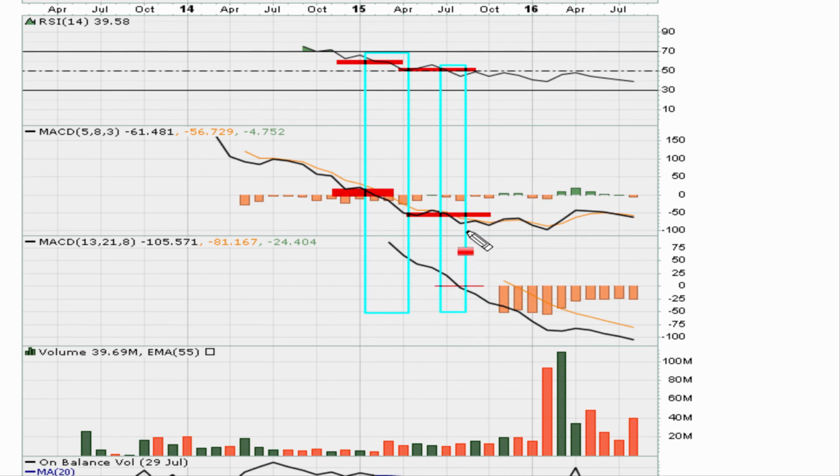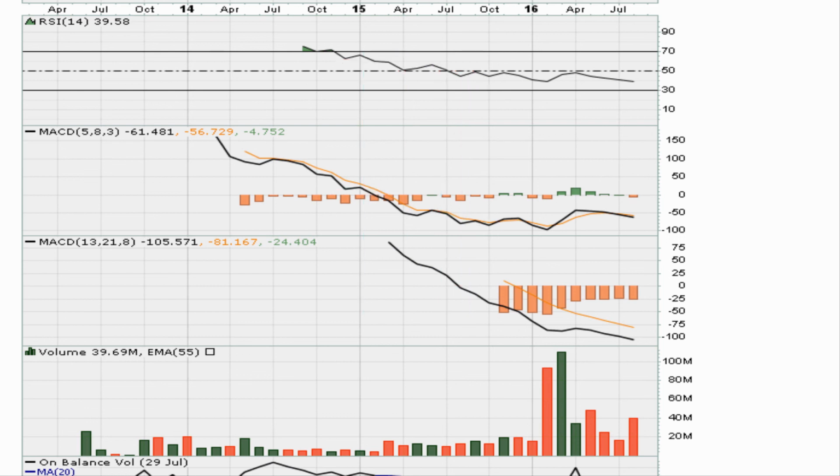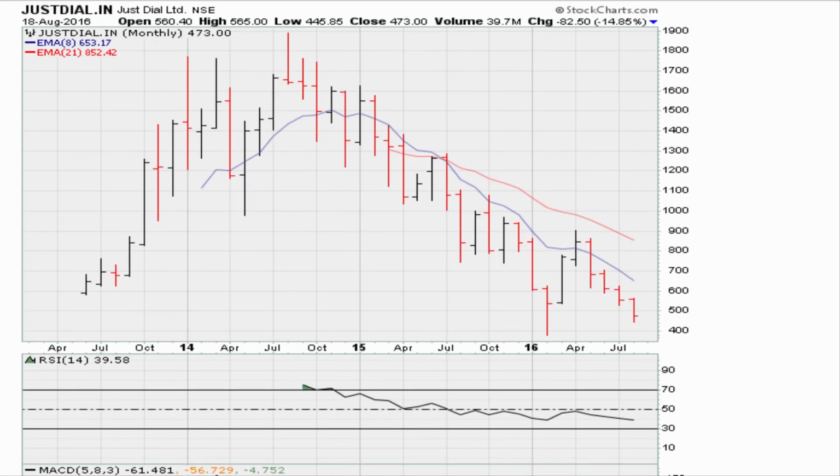So the MACDs are also consistent with instruments that do plunge over time, especially when they are making fresh lows in correspondence with the RSI. Those are some of the things we can take away from this chart. Again, another example of things we need to be on the lookout for whenever a stock is beginning to slide.